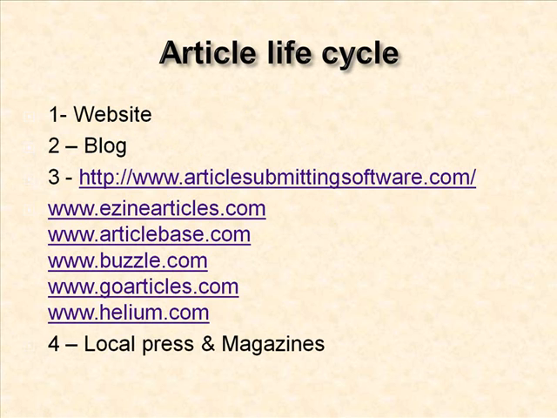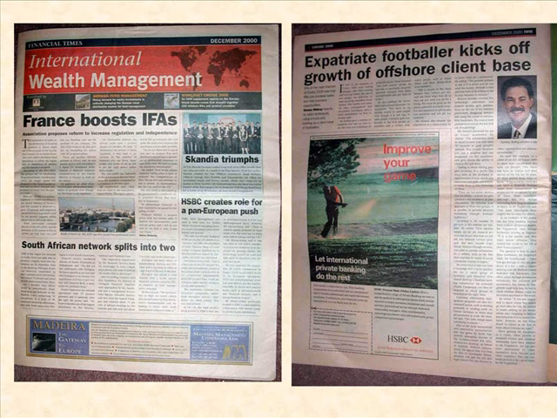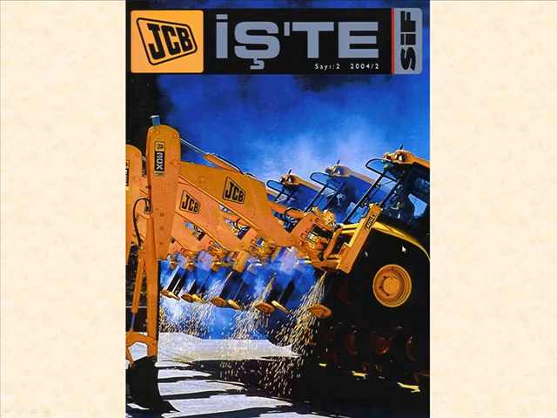Now, the next thing I do is I then get those articles into the local press or magazines, because this is what I call low cost, no cost marketing. And yeah, you can see that's the Financial Times. I submitted an article, and I then had my own column in that newspaper. I went to another one, there it is, International Wealth Management. There you can see I had my own column in that newspaper. HSBC most probably paid a fortune for that ad. I got that for free.